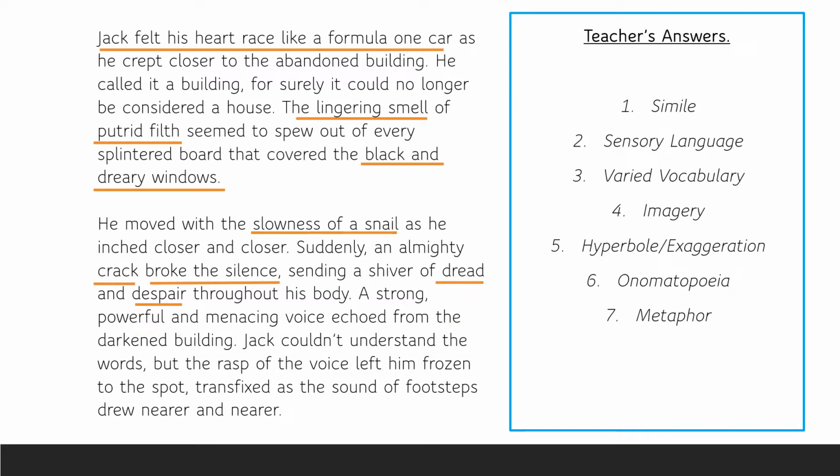Sending a shiver of dread and despair throughout his body. So because we have the repetition of the same letter, D in dread and D in despair, that will count as alliteration. Then we have strong, powerful, and a menacing voice. So what we have here is a group of three or a triplet.